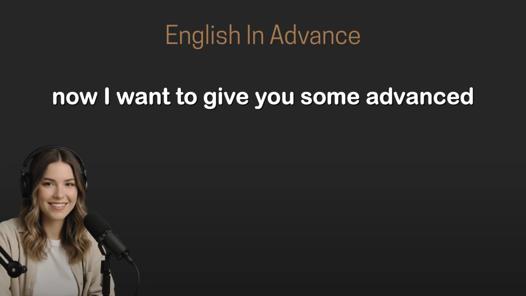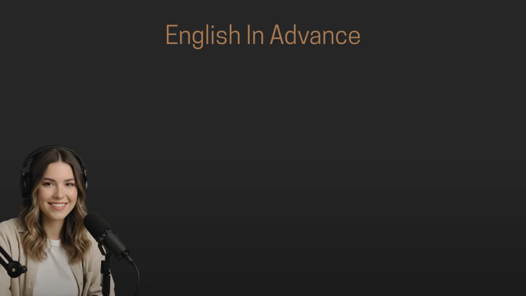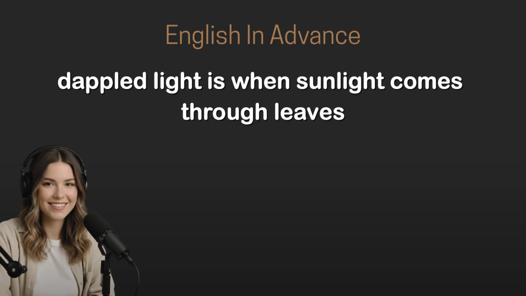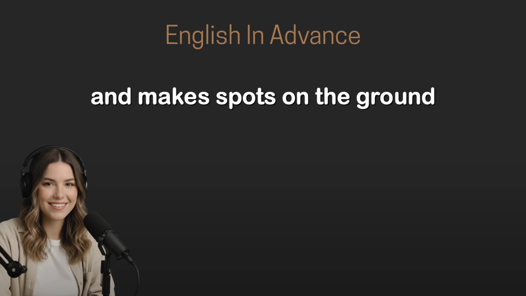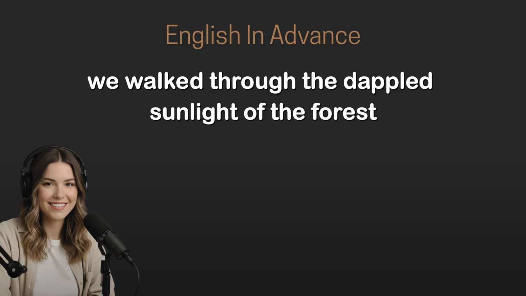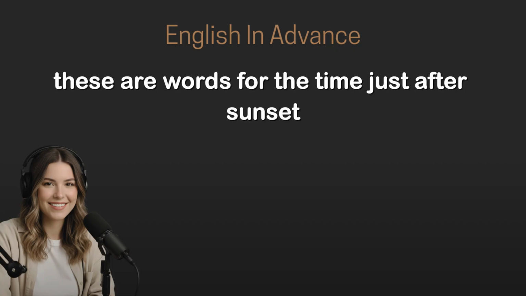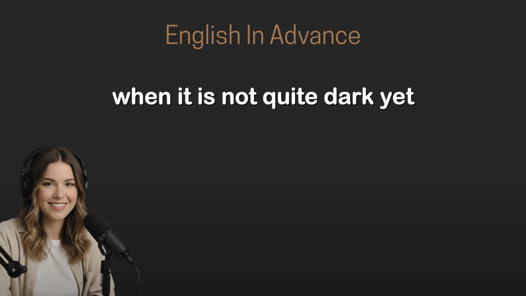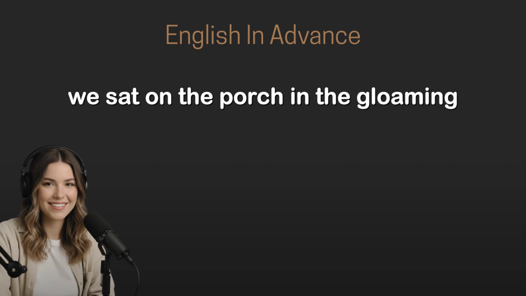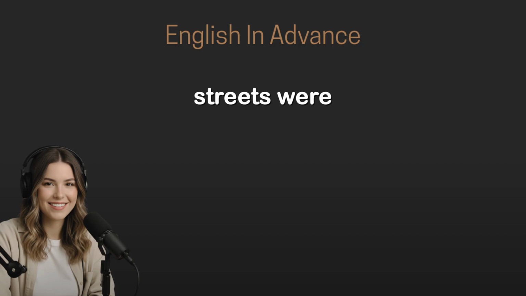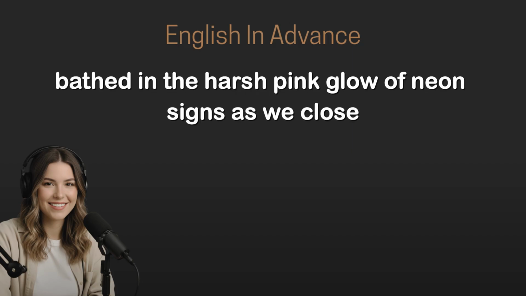Now I want to give you some advanced vocabulary for light. We know bright and dark, but what about dappled? Dappled light is when sunlight comes through leaves and makes spots on the ground. We walked through the dappled sunlight of the forest. What about twilight or gloaming? These are words for the time just after sunset, when it is not quite dark yet. We sat on the porch in the gloaming watching the fireflies. What about neon? The city streets were bathed in the harsh pink glow of neon signs.